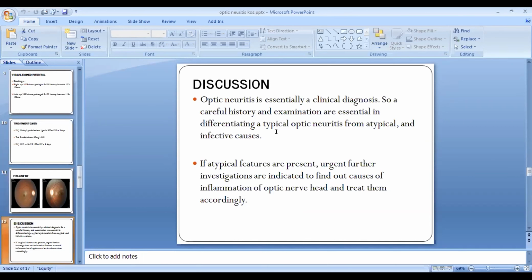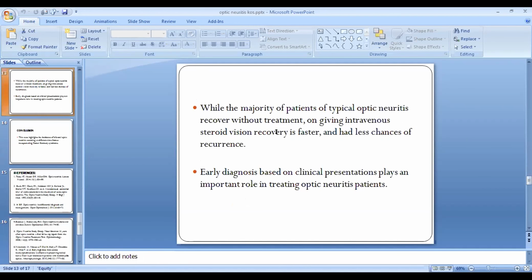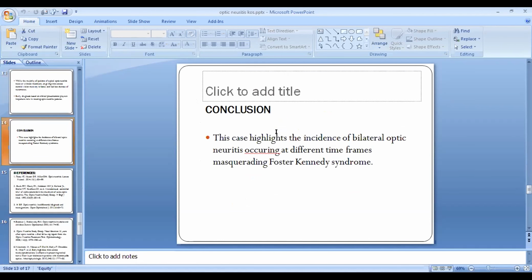Now, coming to the discussion, optic neuritis is essentially a clinical diagnosis, so a careful history and examination are essential in differentiating a typical optic neuritis from atypical and infective causes. If atypical features are present, urgent further investigations are indicated to find out causes of inflammation of the optic nerve head and treat them accordingly. While the majority of the patients of typical optic neuritis recover without treatment, on giving intravenous steroid, vision recovery is faster and has fewer chances of recurrence. Early diagnosis based on clinical presentation plays an important role in treating optic neuritis patients.